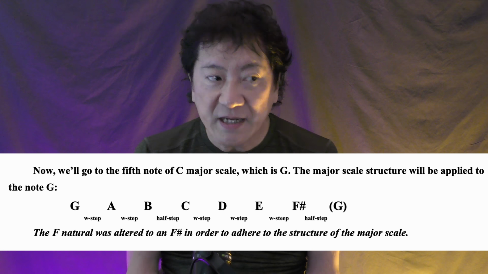Let's go up 5 from E: E, F sharp, G sharp, A, B. Apply the major scale to B, and you get B, C sharp, D sharp, E, F sharp, G sharp, A sharp, and B. That's why B has 5 sharps. It's very logical once you understand how they're gathering sharps. They're applying the major scale to these notes in order to create the system that they came up with, 600 years ago maybe. So let's go up 5 from B.